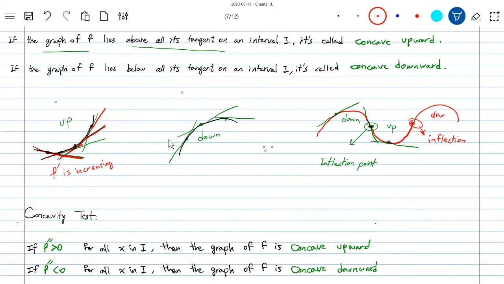If you're dealing with a concave upward graph, the derivative is increasing. If the derivative is increasing, that means the next derivative must be positive, because last time we had, if a function was increasing, then the derivative of it was positive. So if f prime is increasing, then the derivative of that must be positive. That means the concavity test is: if the second derivative is positive, then you have a concave upward.